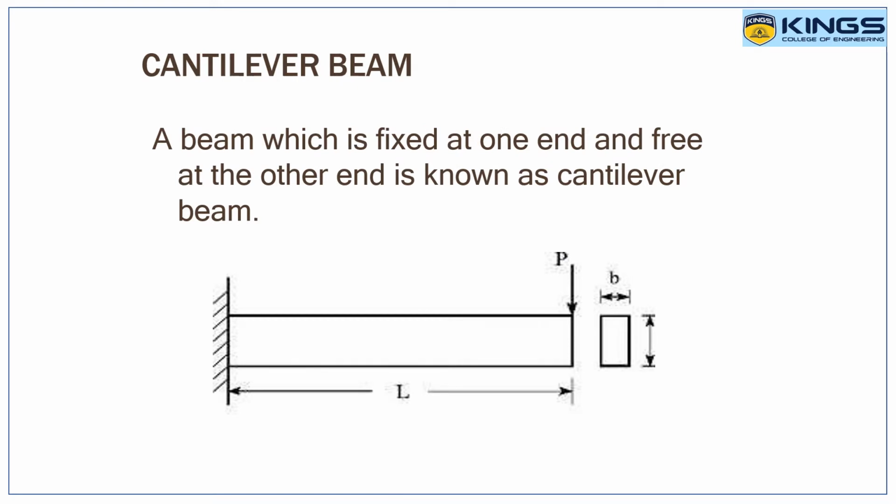So first one, cantilever beam. A beam which is fixed at one end and free at the other end is known as a cantilever beam. So this is the fixed end and this one is the free end. This type of beam is commonly termed a cantilever beam, and here a point load P is applied at the free end. It has a rectangular cross section. Consider the length of the beam to be L and the breadth of the beam to be B. So this is an example of a cantilever beam.